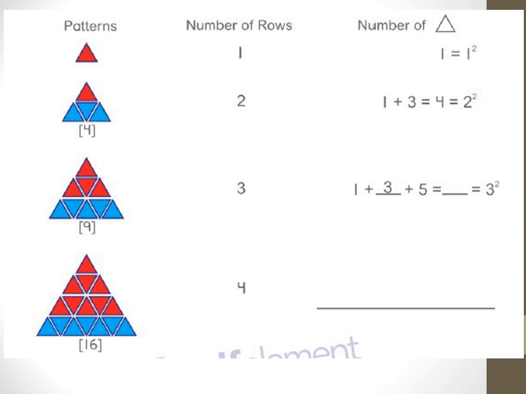So here, triangular numbers. Now we are going to discuss triangular numbers. Look at the first pattern. There is only one row. So number of triangles is equal to 1 square, that is 1. In the second one, there are two rows and the number of triangles is 4. So number of rows is 2, so number of triangles will be 2 square, that is 4. In the same way, in the third one, 3 rows, so number of triangles will be 3 square, that is 9.